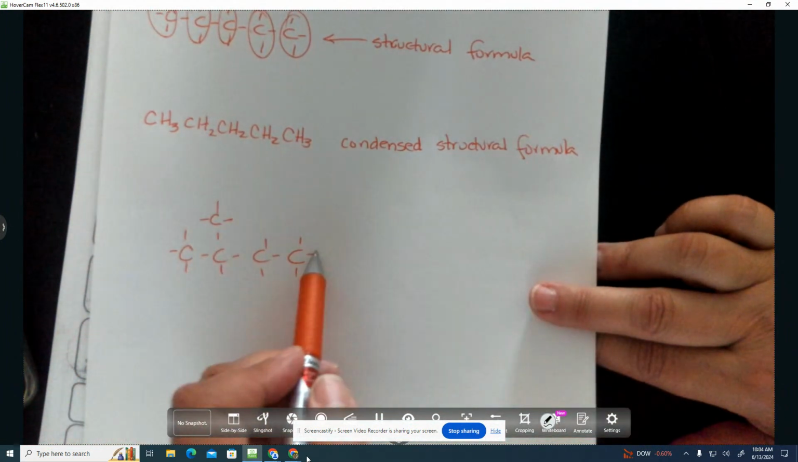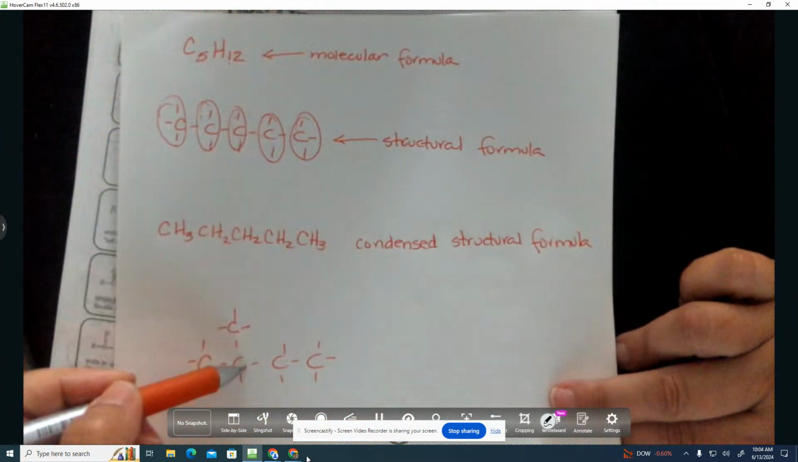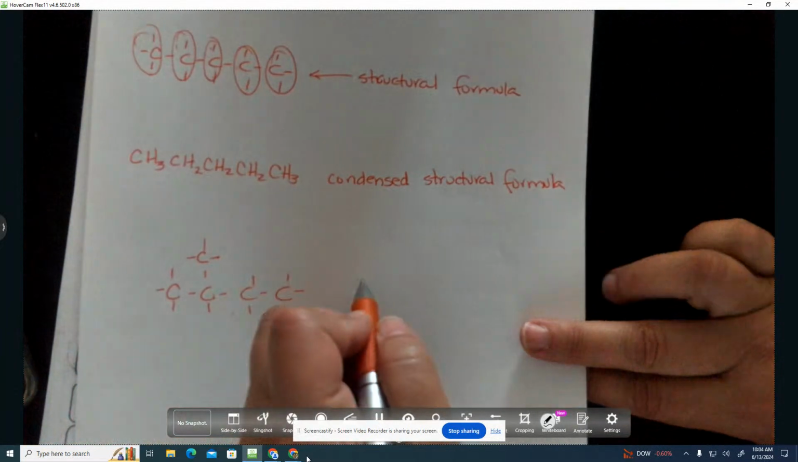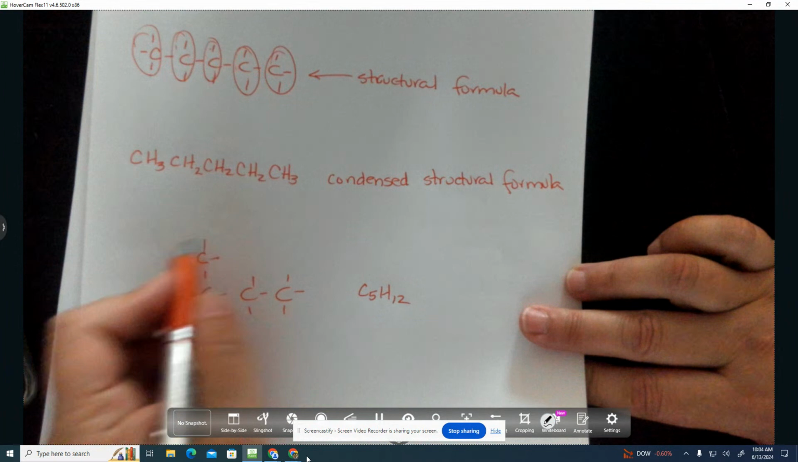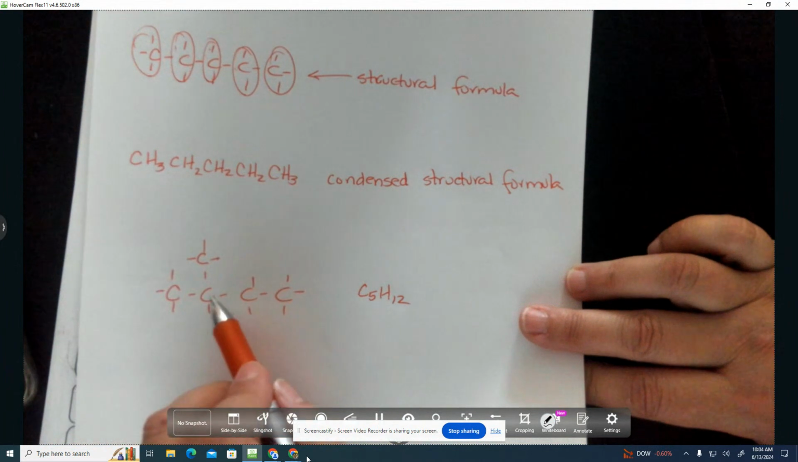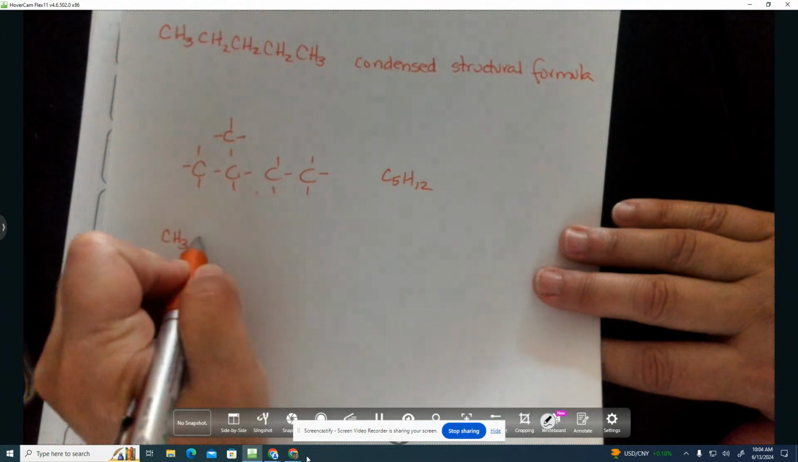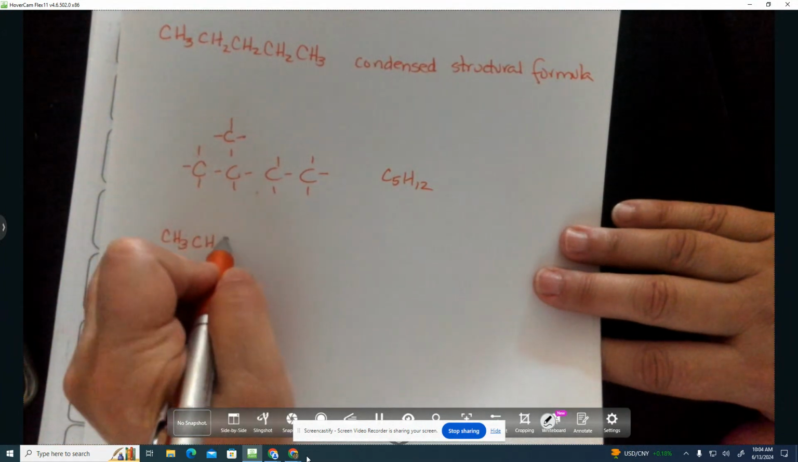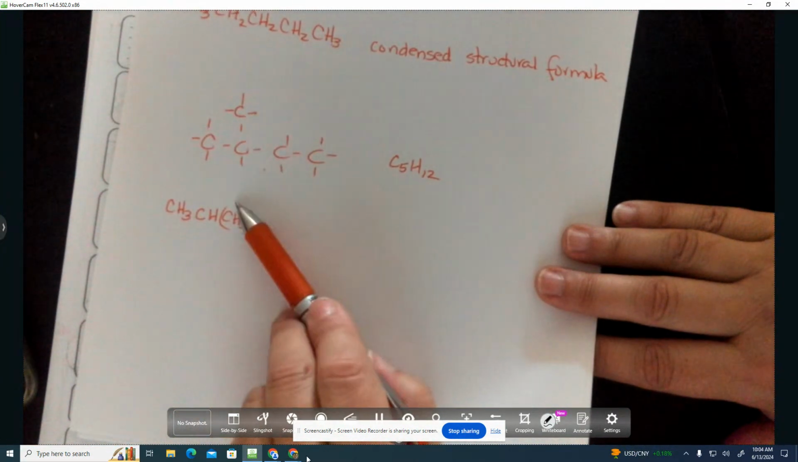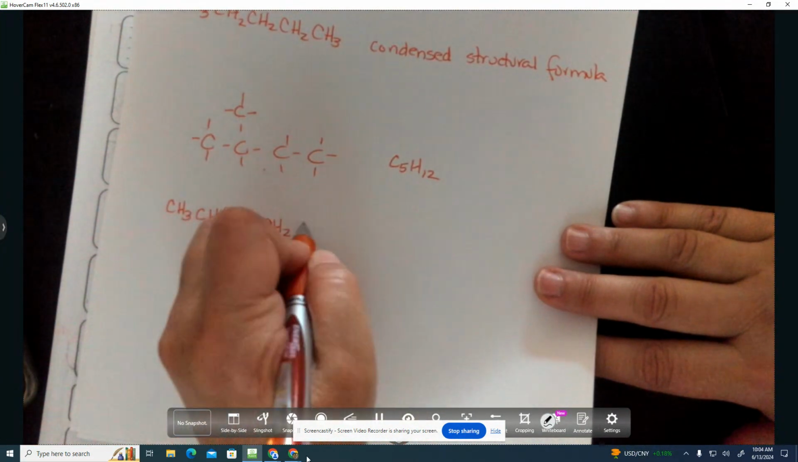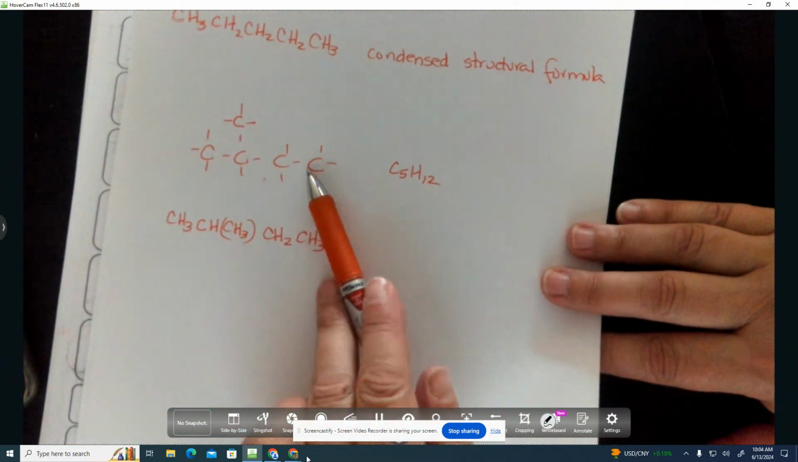Here, I either go here or I go here. Longest I can get here is 4. Okay? These are isomers of each other. They still have the same molecular formula, C5H12, but they have different structural formulas. This is the structural formula. Now let's write the condensed structural formula. CH3, CH, CH3, that's a little methyl group hanging off of that carbon. CH2, CH3. That is a condensed structural formula for this guy.